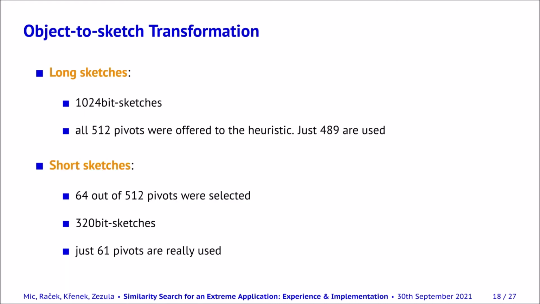The long sketches that we use are of length 1024 bits. To define this sketching, we offered all 512 pivots to the heuristic selecting pivot pairs, and it used just 489 of them.